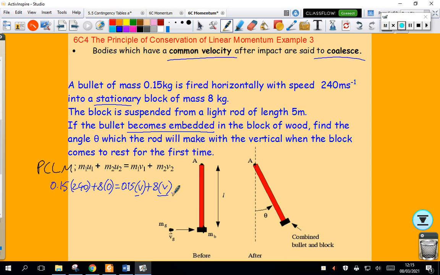Okay, bit of calculator work, tidying things up. Notice on the right hand side, that's just going to be 8.15 times whatever v is. And over on the left hand side, we're going to have 0.15 times 240, which is 36. 8 times 0 is just 0. So the velocity of the block and the bullet after impact is going to be 36 divided by 8.15, which I'm getting to be 720 over 163.